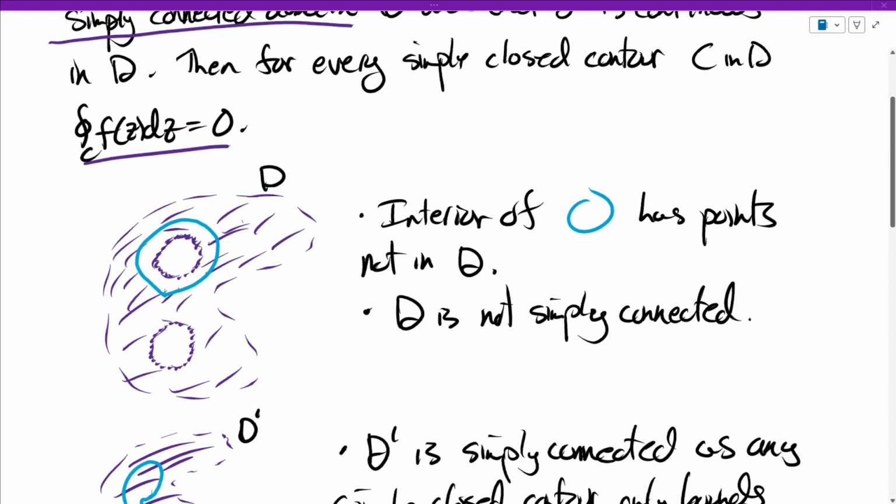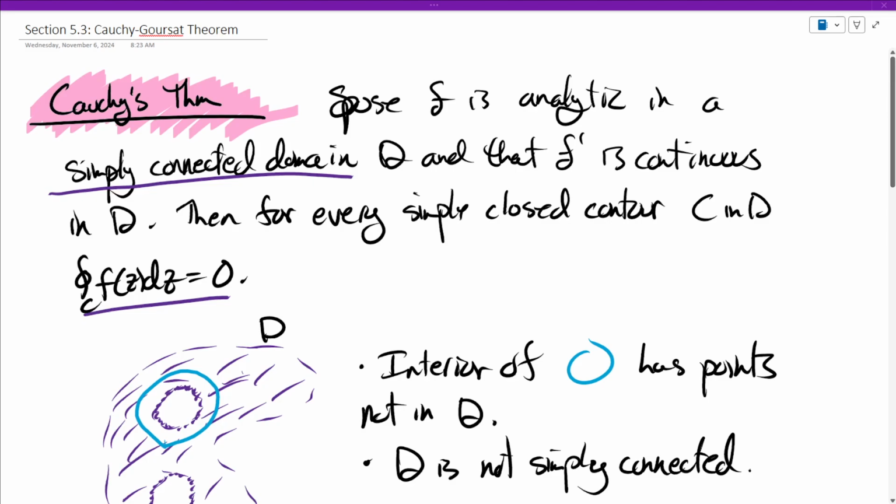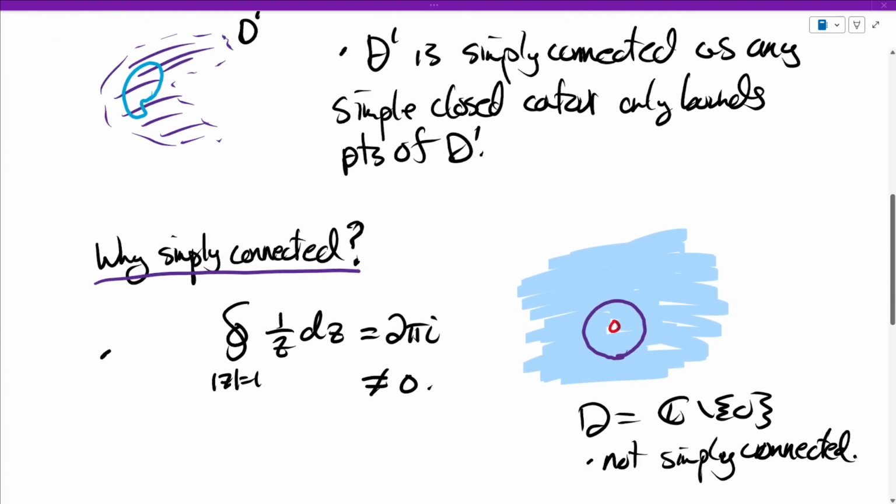Okay, so let's go ahead and prove Cauchy's theorem. Let's just remind ourselves quickly what it said. Suppose f is analytic in a simply connected domain D, and that f prime is continuous in D. Then for every simple closed contour C in D, the contour integral of f over that contour is 0. All right, proof.